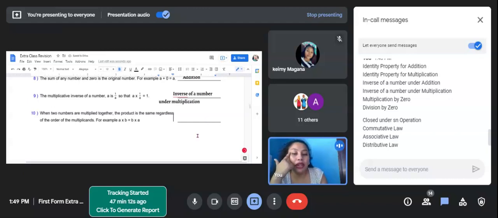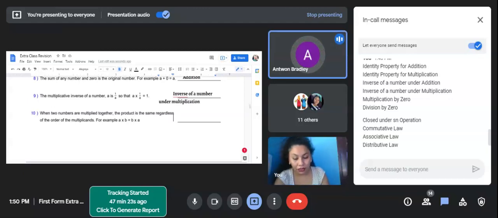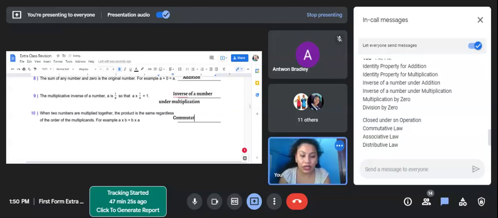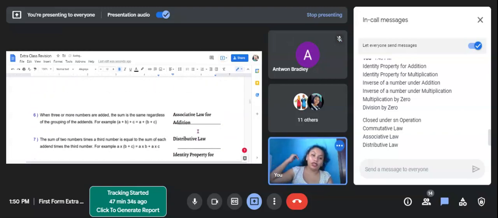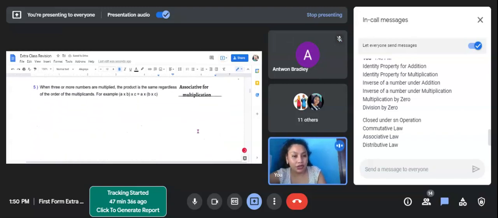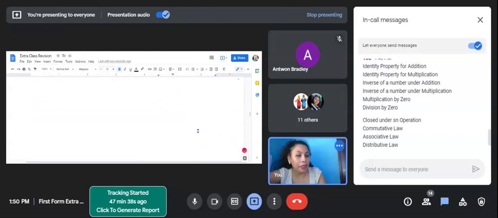And then the last one, when two numbers are multiplied together, the product is the same. So if I have 2 times 3, it is the same thing as 3 times 2. What is that called? Commutative law. Commutative law for multiplication. Very good. So now we have answered these questions right here.